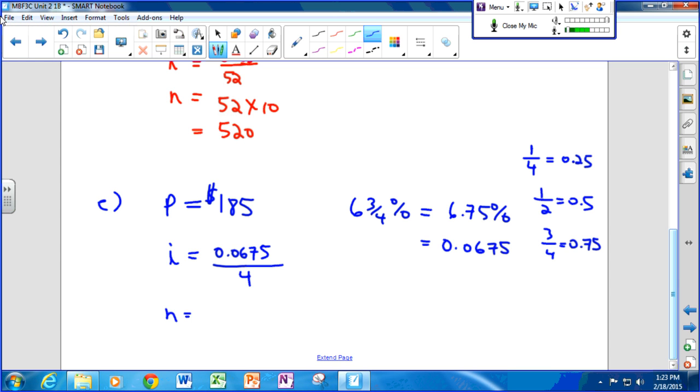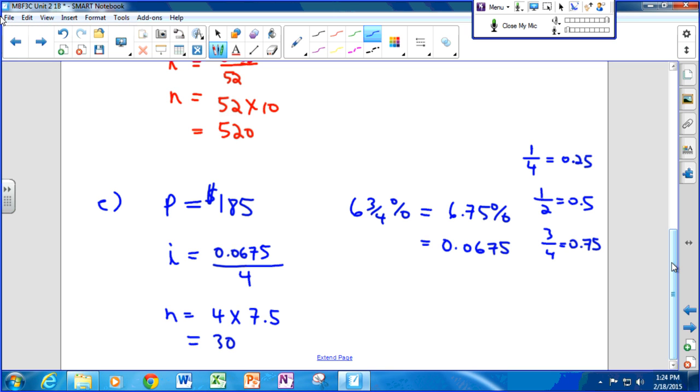Now for N, it's the number of compounds per year times the number of years of the investment. 7.5 years. Well, yeah, we can use 7.5. Nothing wrong with that. So 4 times 7.5 is 30. That's how many compounding periods there are. I always do it that way. It's the number of compounds per year times the number of years. If it's 1 year, then it's just the number of compounds per year.